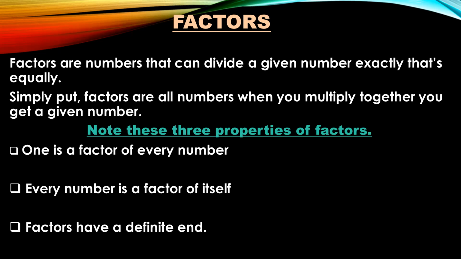The first property says that 1 is a factor of every number, and 1 can divide every number equally. When you are asked to find the factors of 10, 1 can divide 10 equally. And 10 can divide itself equally. That is the second bullet.